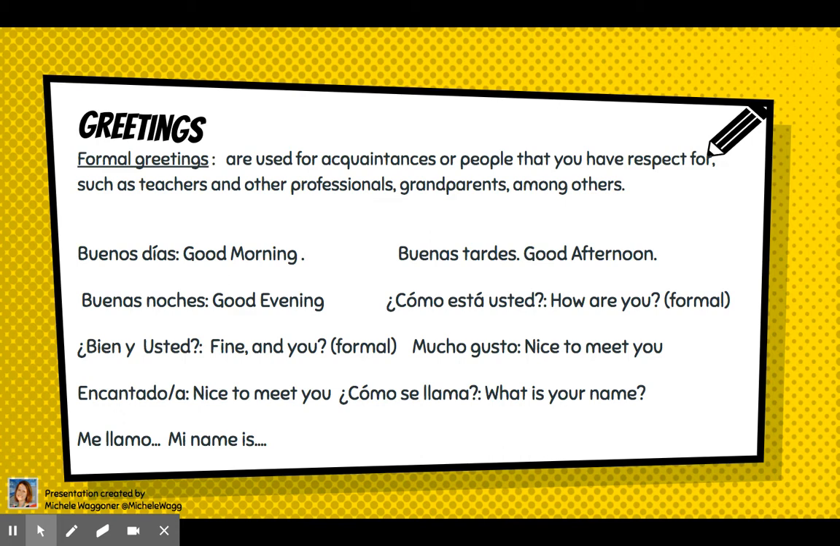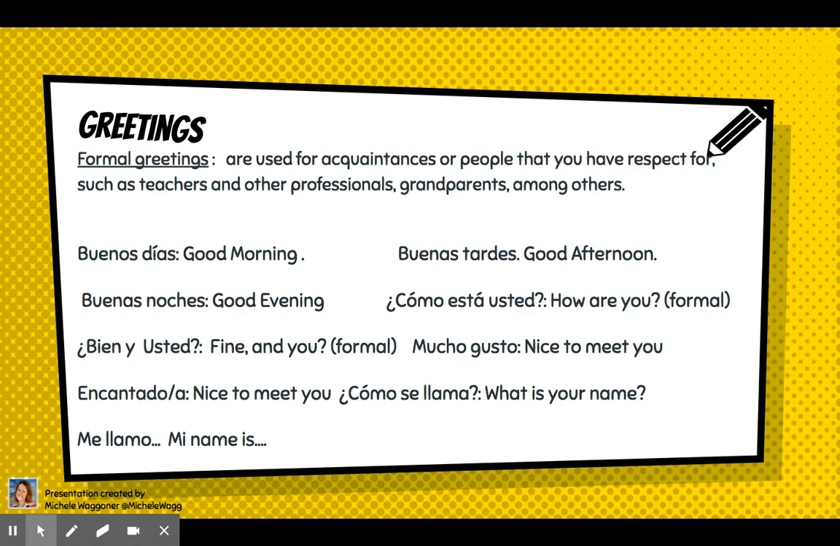Okay, and so very basic. Some examples of formal greetings are Buenos días, which is good morning; Buenas noches, which is good evening; Buenas tardes, which is good afternoon. And when you're asking how are you, you use the usted form. So you will ask, ¿Cómo está usted? How are you? Formal. Bien, ¿y usted? Fine, and you? This is formal.